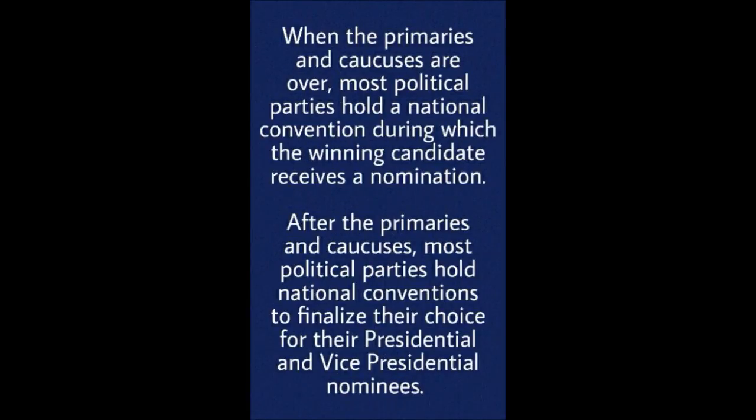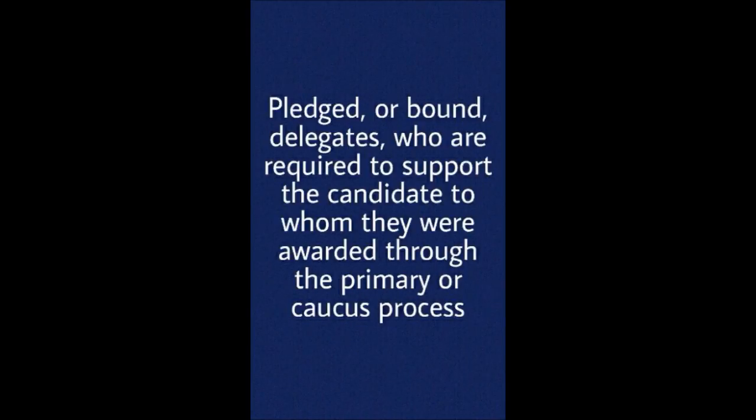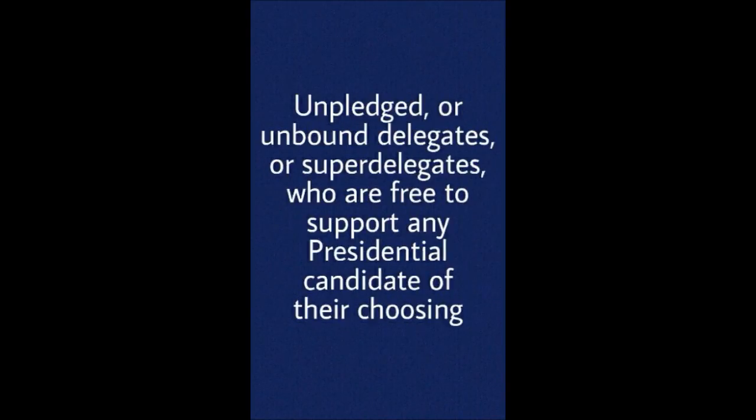When the primaries and caucuses are over, most political parties hold a national convention during which the winning candidate receives a nomination. After the primaries and caucuses, most political parties hold national conventions to finalize their choice for their presidential and vice presidential nominees. There are two main types of delegates: pledged or bound delegates, who are required to support the candidate to whom they were awarded through the primary or caucus process; unpledged or unbound delegates, or superdelegates, who are free to support any presidential candidate of their choosing.